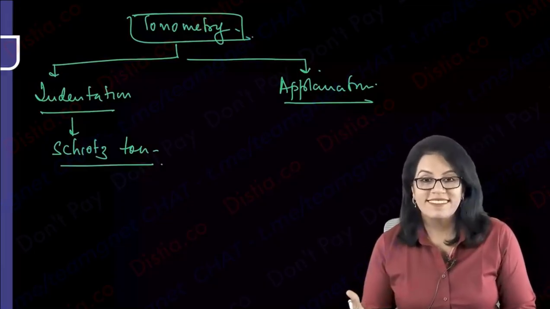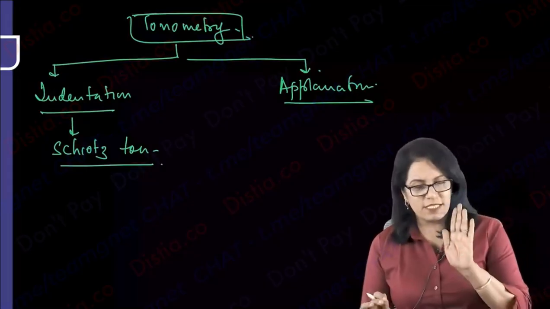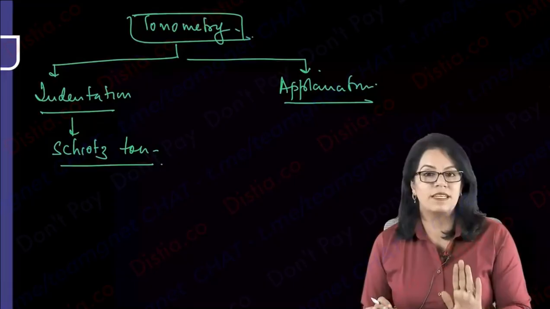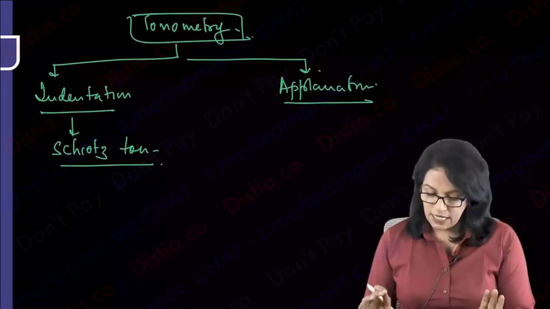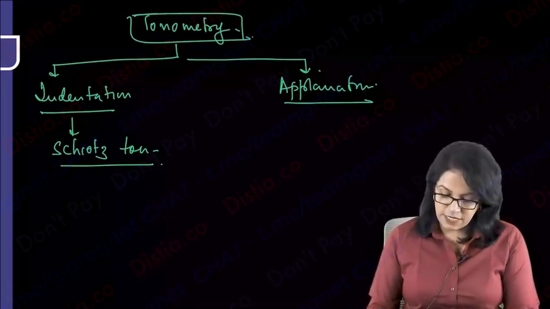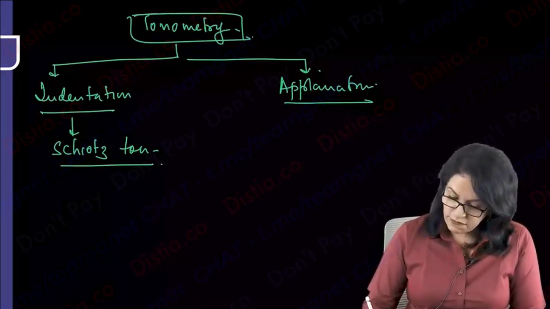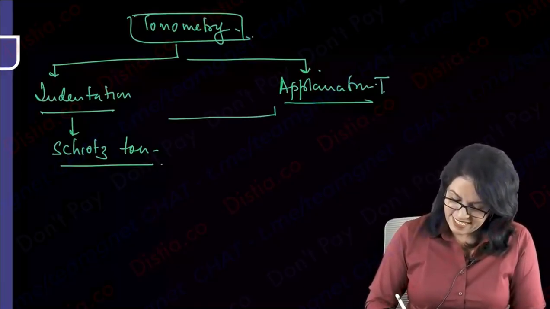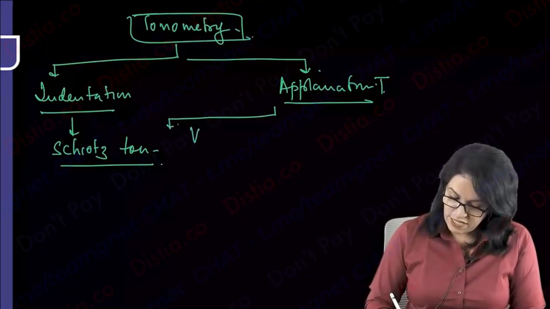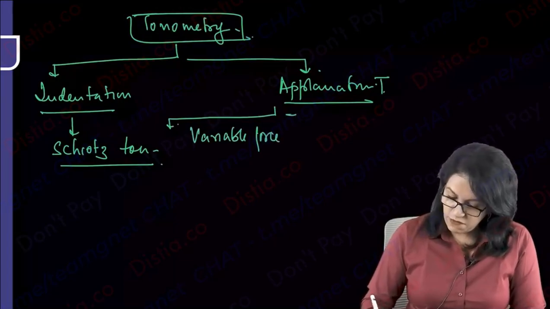Okay, we know what is indent. What is applanate? Applanate means to just touch and flatten. That is what is called applanation, right? So applanation tonometer, let us further divide it as variable force applanation tonometer or fixed force applanation tonometer.